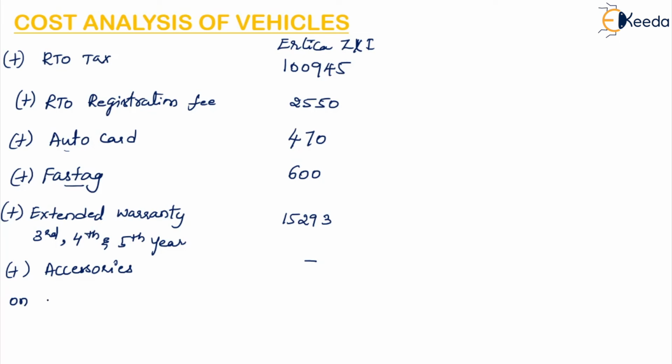So the on-road price of your vehicle, that is Maruti Suzuki Ertiga ZXi model, which is a petrol model, it will cost you 10,62,279 rupees. So this is how the cost of a vehicle is decided when you are buying a vehicle.